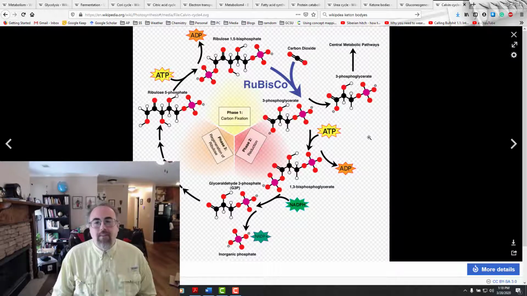I always get this one confused. This is the Calvin cycle. This, interestingly enough, uses rubisco. This is arguably the most common enzyme on the planet. There's a lot of plants.